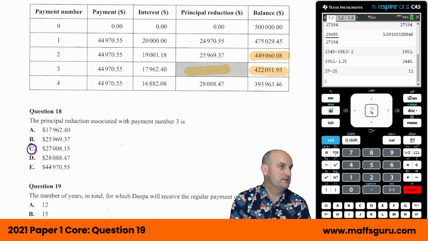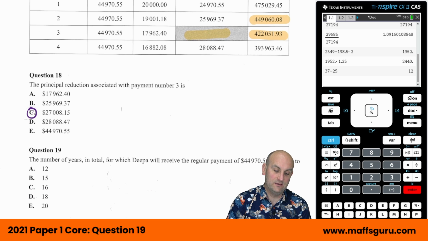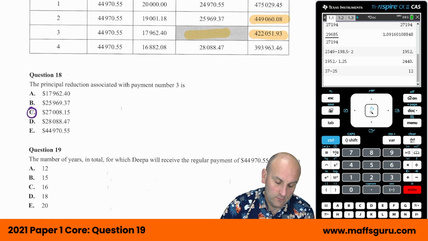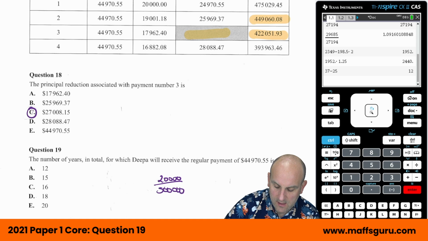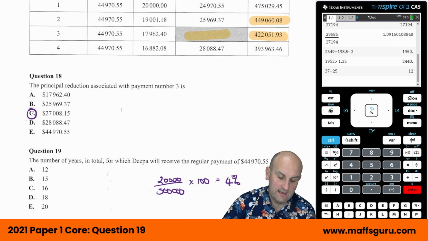Well, this to me was a financial solver question. And to be able to do that, I had to find my interest rate. So to find my annual interest rate, I did 20,000 divided by 500,000 times 100, which gave me 4%. So how did that now help me?